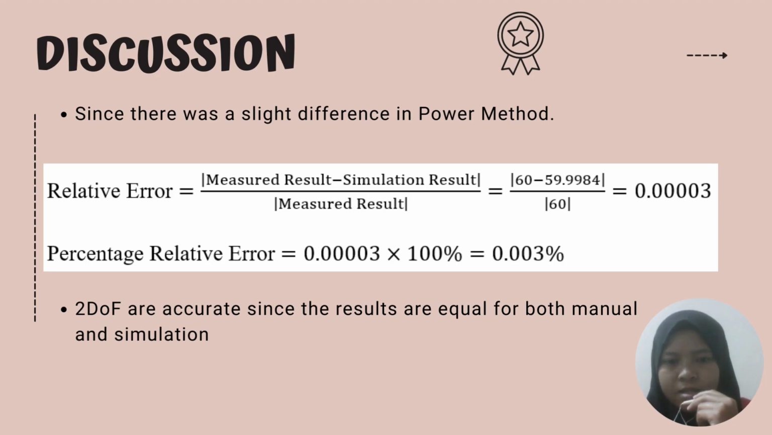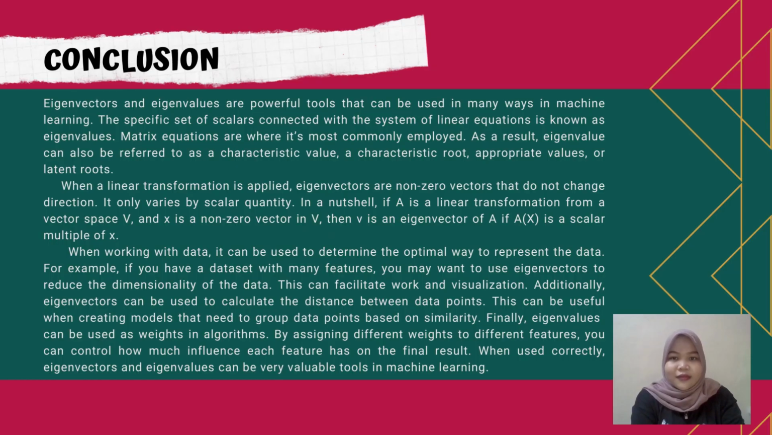Percentage relative error is equal to 0.00003 multiplied by 100%, which is equal to 0.003%. Thus, there is 0.003% error in the power method, while the 2 degrees of freedom method is accurate since the results are equal for both manual and simulation. Therefore, both methods are suitable to be used in determining the application of eigenvalue and eigenvector.